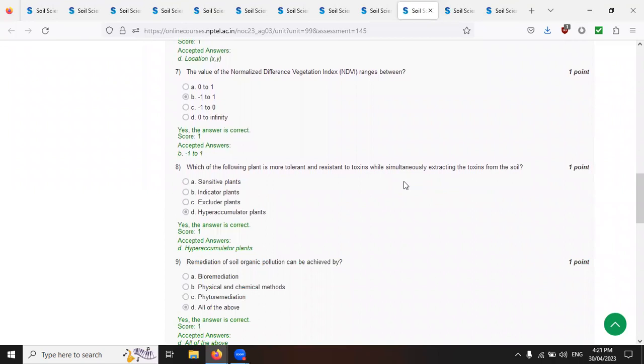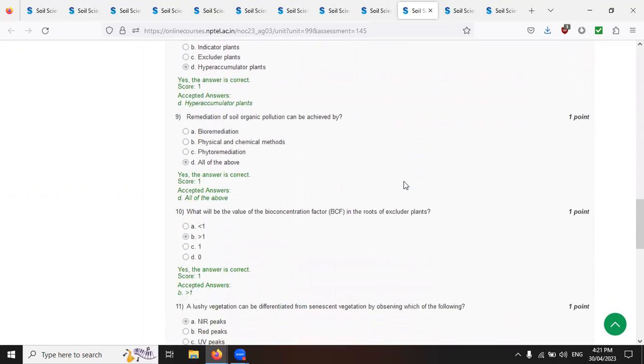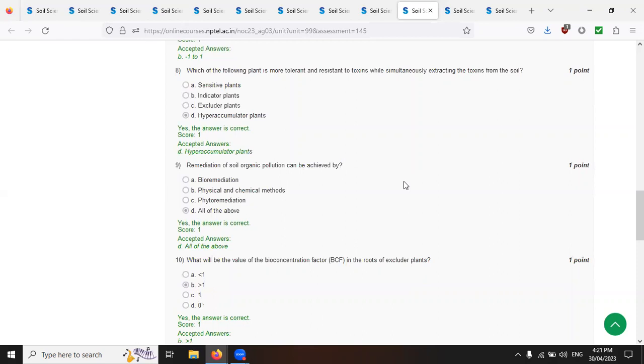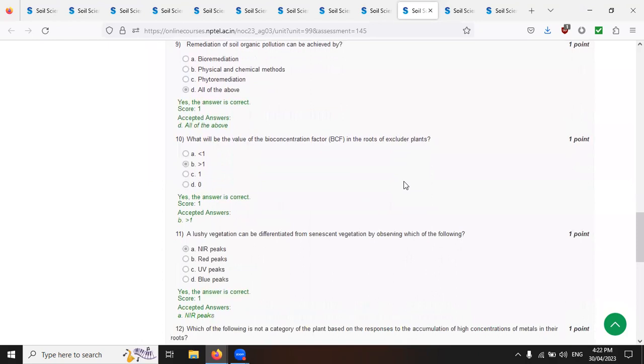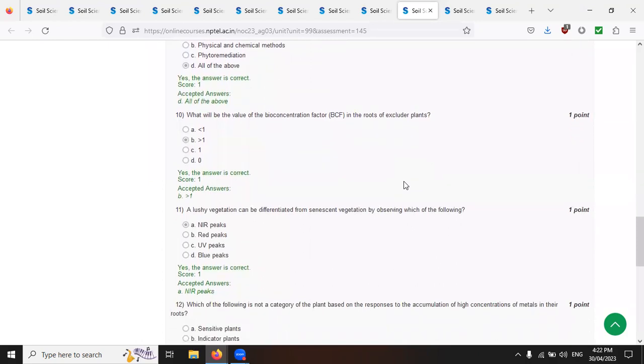Which of the following plants is more tolerant and resistant to toxins while simultaneously extracting the toxins from the soil? It's a hyperaccumulator plant. Remediation of soil organic pollution can be achieved by all those methods. It's worked so well. Nature's been doing it for years, millennia. What will be the value of the bioconcentration factor in the roots of the excluder plants? Well, you'd hope it's above 1 because you want it to accumulate. Most plants are bioaccumulators.